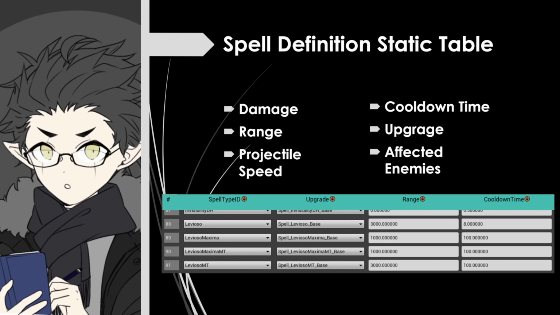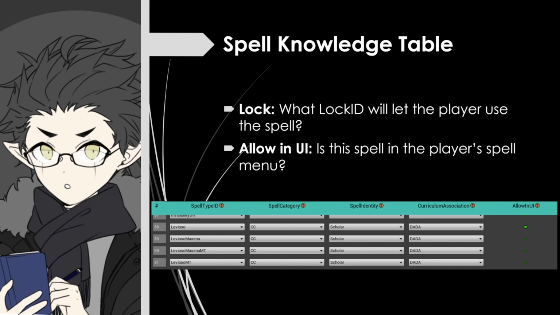Now it's not enough just to know that Levioso is a spell, the Creator Kit is going to need more information. So after we put Levioso into the spell type ID, we'll have a bunch of different options that we can set to further customize the spell. So we can set the damage, range, projectile speed, cooldown time, if it has an upgrade, and what kind of enemies it can affect. Then once we have a better understanding of what the spell does, we'll send it to another static table to determine how it's learned. And then finally, we send it to the spell knowledge table.